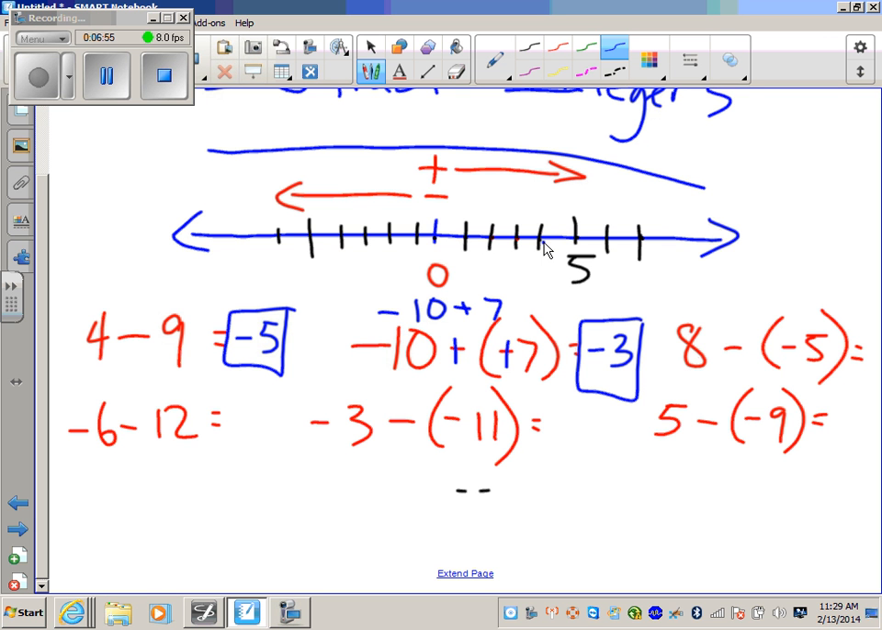8 minus a -5. What's going to happen with these two that come right after each other? Plus. What is 8 plus 5? 13. -6 is where we're starting. We're going to subtract 12. We start at -6 and subtract 12. -18.